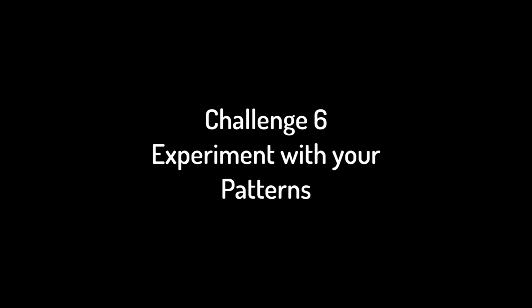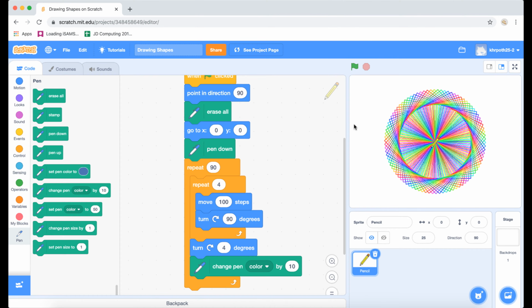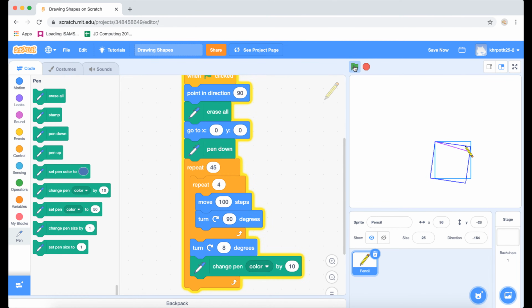So, challenge 6. What else can you do with this? Let's change the code so we get even more patterns. We can change things around here. Let's repeat this 45 times and change the turn by 8 degrees. Let's see what happens now.